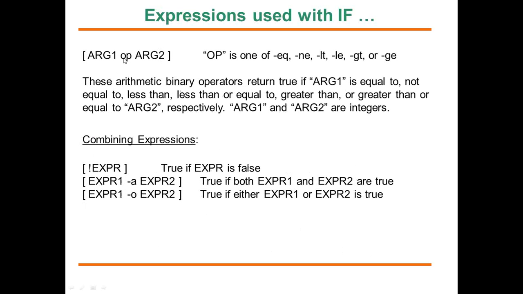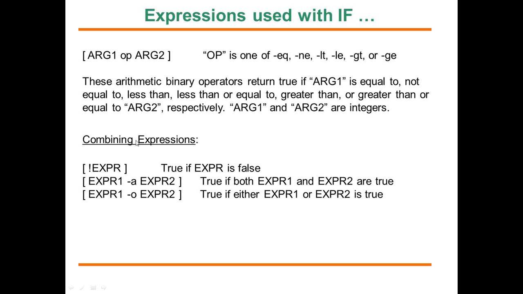Along with these little primary expressions, I can also use some comparison operations like argument 1 operation and argument 2, like x greater than 5. So here OP, I can use any one of these: -eq stands for equal, -ne stands for not equal, less than or equal, greater than, or greater than or equal. The left side and right side have to lead to a number. So I say x hyphen, like number of arguments not equal to argument 2.